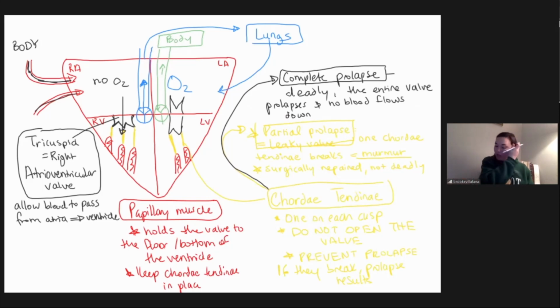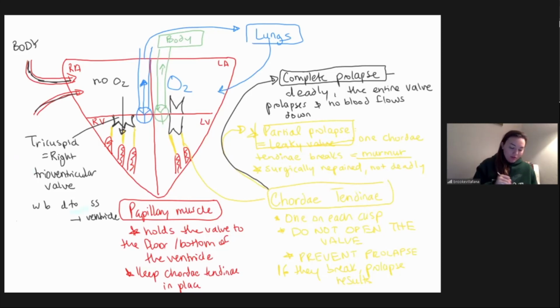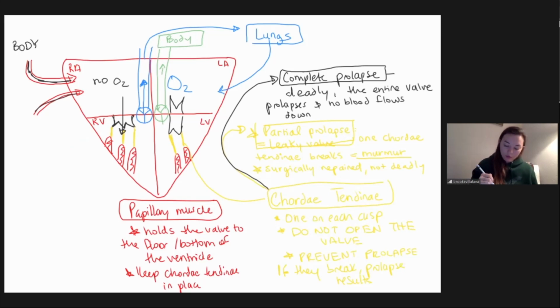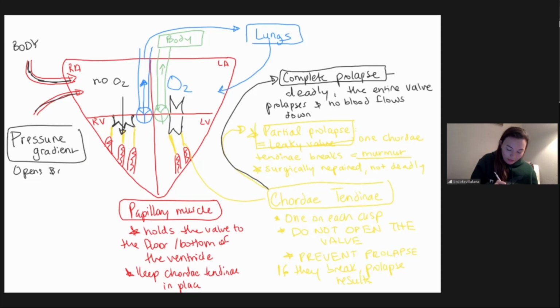Okay, so we'll keep talking about the valves because there's some more stuff we need to know about that. Valves in the heart open and close not by the chordae tendineae, right? Because we just said they do not open the valve. The way that the valves are going to open and close is by a pressure gradient. So pressure gradient opens and closes the valves. So when blood begins to flow down into the ventricle, we'll draw that.